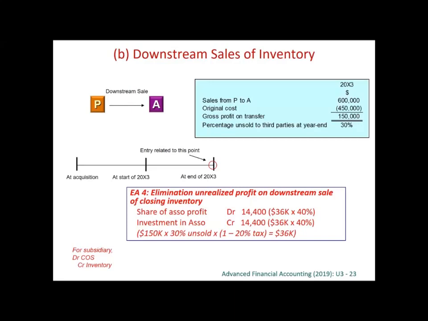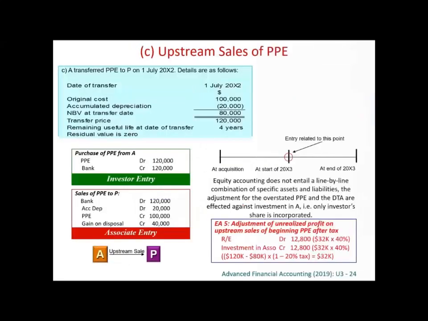This is for the current year transfer for the inventory. Thereafter, we have got a transfer for the property, plant, and equipment. So we notice the fact that the net book value of the item was 80,000 at the day of transfer, and the transfer price is 120,000. So therefore, in the accounts of the seller, there must be a gain on disposal of 40,000.